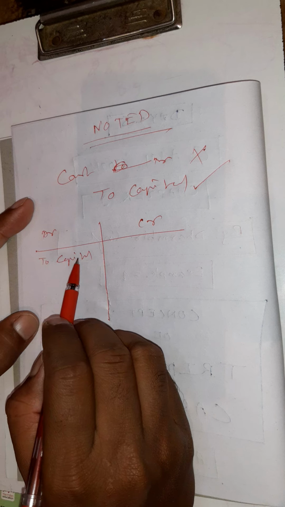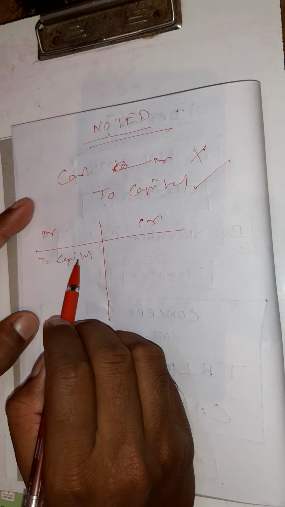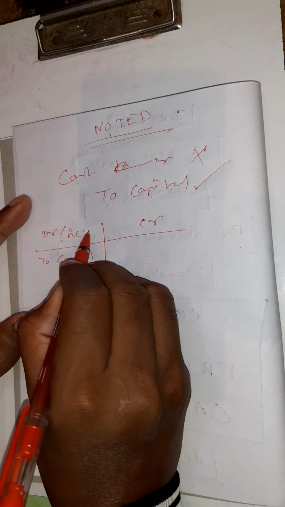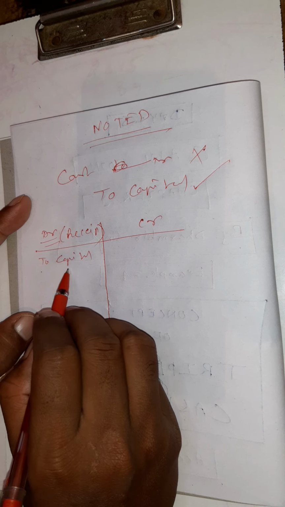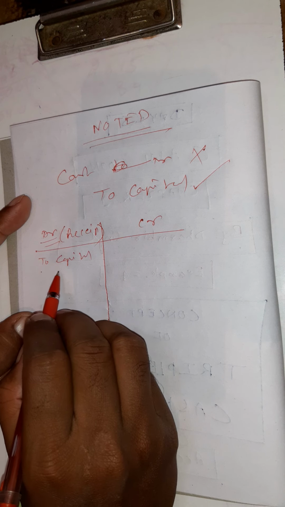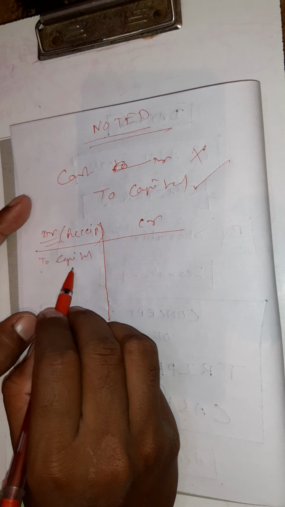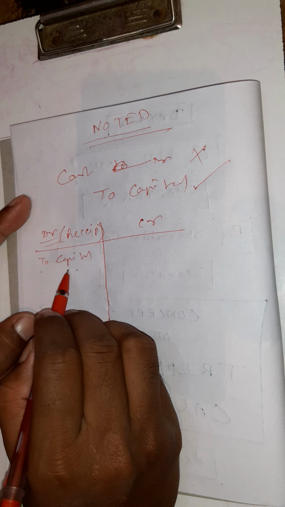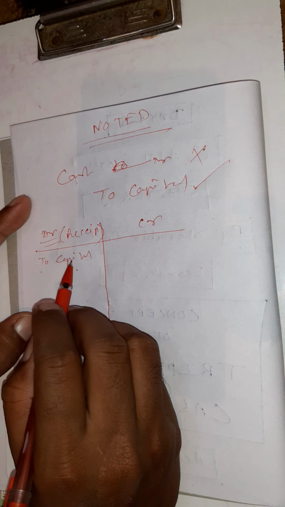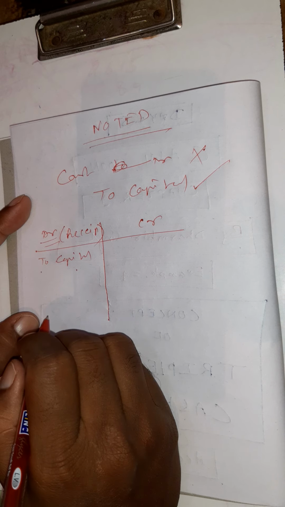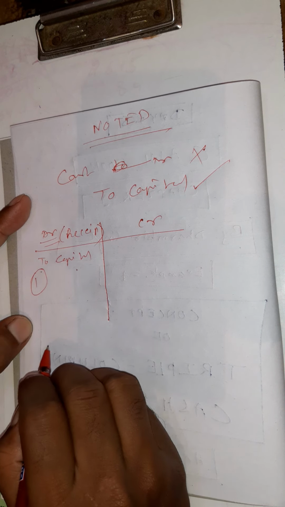The amount is written in the cash column on the receipt side or debit side. You write to capital. Try to understand again: the amount is written in the cash column on receipt side or debit side. If cash is introduced and directly deposited into the bank, it is written in the bank column with the explanation to capital account. If a new cash book is started for an existing business, the opening balance is written as to balance b/d. This is the first point you will have to know.